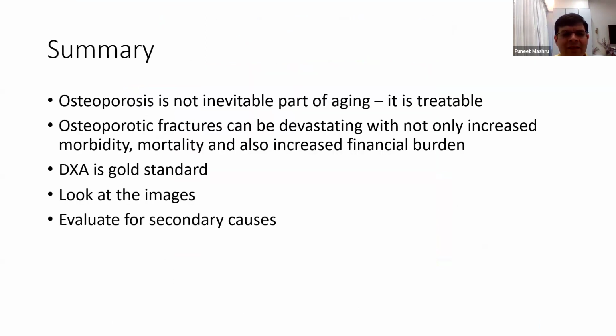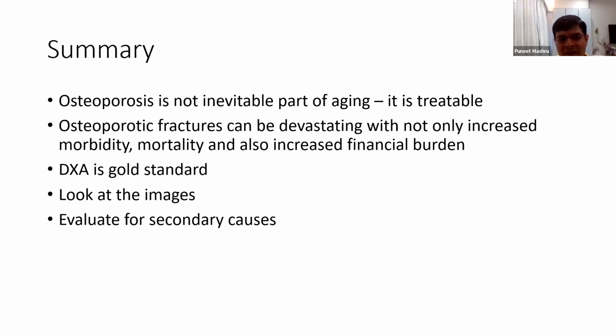So I'll just summarize osteoporosis. It is not an inevitable part of aging. It is treatable. Osteoporotic fractures can be devastating, with not only increased risk of morbidity and mortality, but also an increased financial burden. A patient with a hip fracture is bedbound. They need somebody there full time, a ward boy or a nurse, to help out. So this, plus osteoporosis treatment, means the financial burden is tremendous.